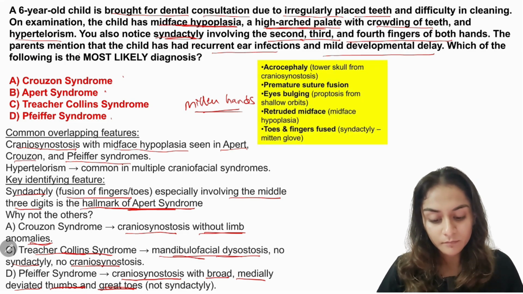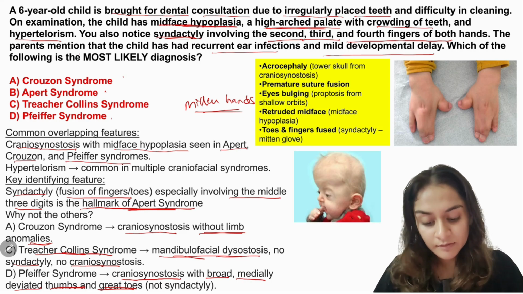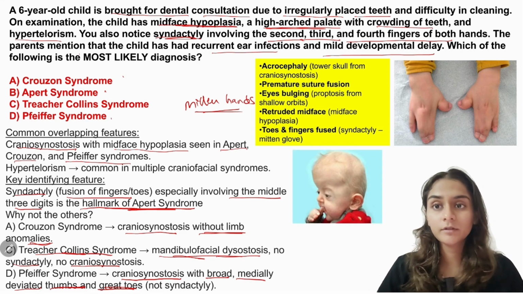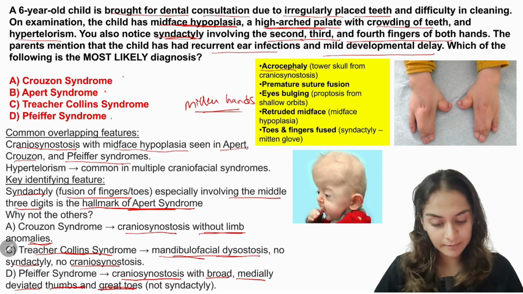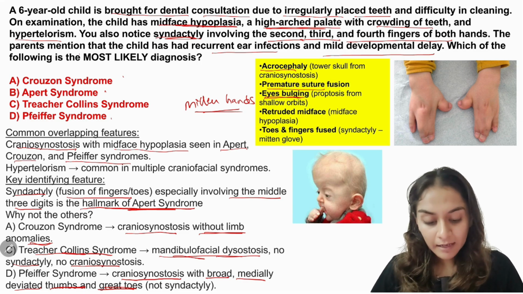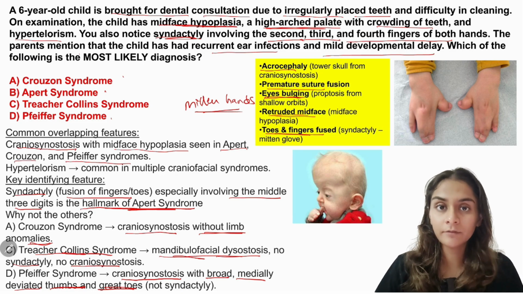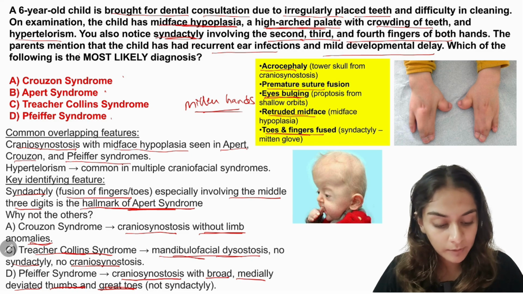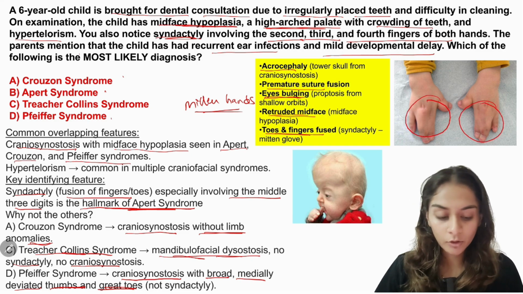So now let us see the images of this syndrome. See, there is a small mnemonic for this syndrome, that is Apert. A stands for acrocephaly, P is premature suture fusion, E stands for eye bulging, R is for retruded mid-face and T is toes and fingers are fused. So in the name of the syndrome itself, there is a mnemonic. Over here we can see these are the mitten hands. So this is all about your Apert syndrome.